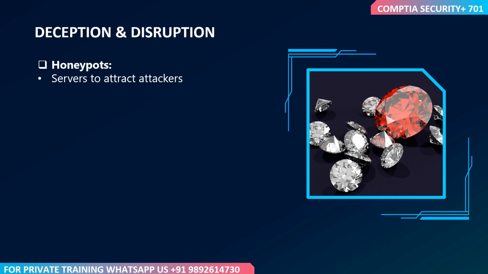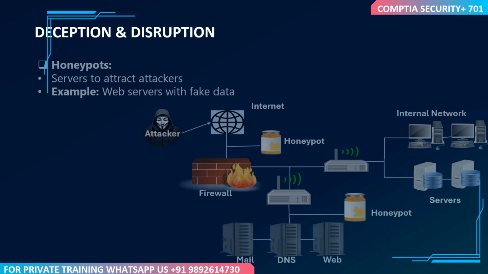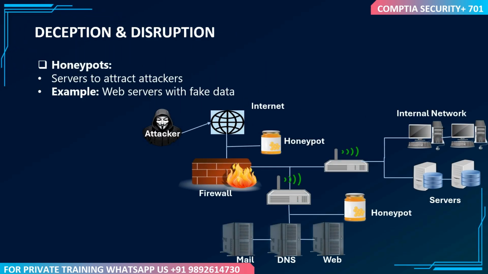Honeypots. Imagine you have a treasure chest, but instead of holding precious gems, it's filled with fake jewels. This chest is your honeypot, a server deliberately left vulnerable to attract the attackers. Just like a spider's web entices unsuspecting insects, a honeypot entices hackers, diverting their attention away from the real treasure that is the live network. For example, picture a web server loaded with bogus data, like fake user credentials or dummy files. To an attacker, it looks like a gold mine, but in reality, it's a trap.